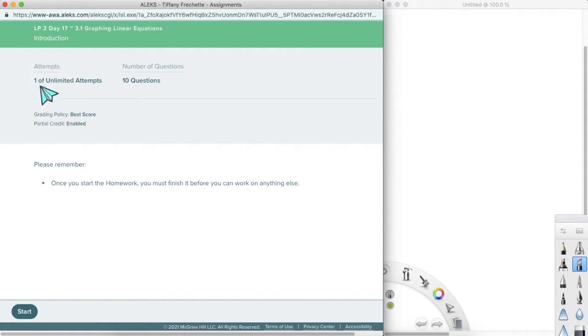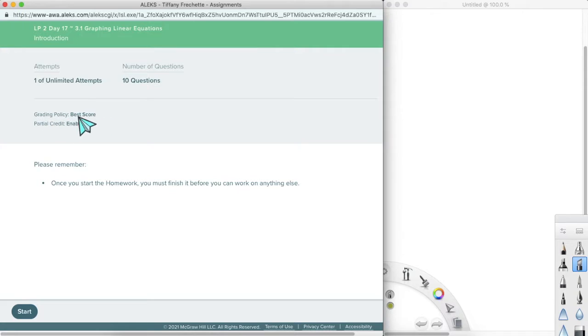So the first thing is they don't give me the due date on here, but they will give you one. And for this year, it's going to be every Sunday at midnight. You will always see this attempts section here. This is my first attempt of unlimited attempts. This means I can submit this assignment as many times as I would like, and it will just stay open for me. This particular assignment has 10 questions. That's the maximum. Assignments will have anywhere from 1 to 10, depending on what was available to be assigned.